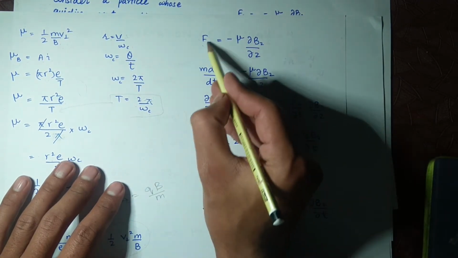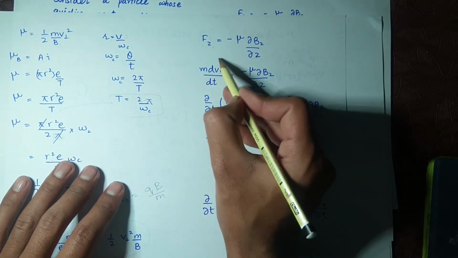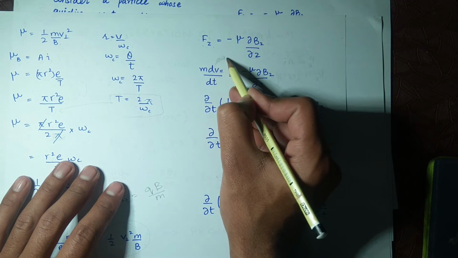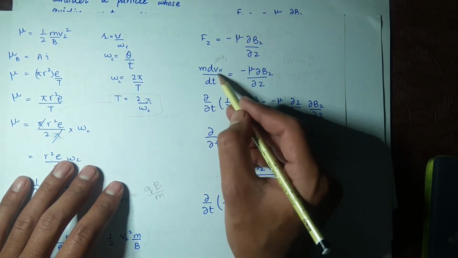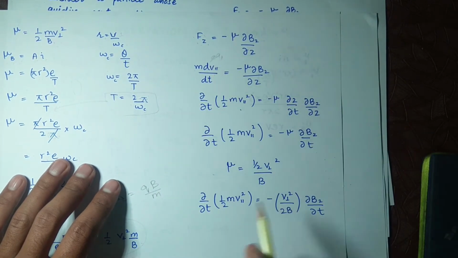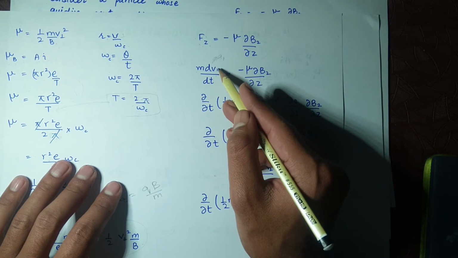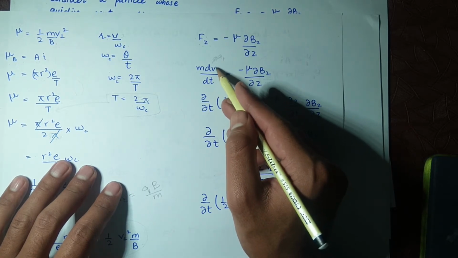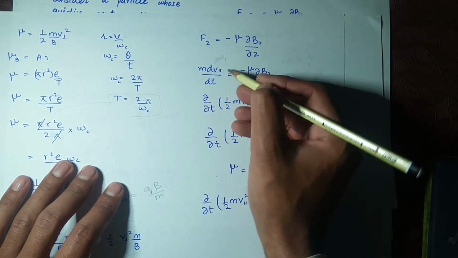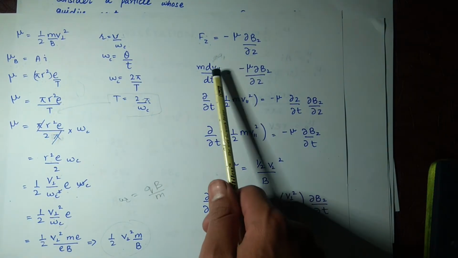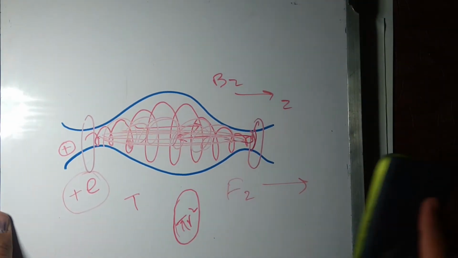And I wrote that this value is equal to m dv by dt. This dv by dt is the parallel acceleration. Okay, so acceleration is equal to dv by dt. So why are we taking the parallel component? The question arises: why are we taking this parallel component, why don't we write v perpendicular or simply v? The answer to this question is, let's have a look.